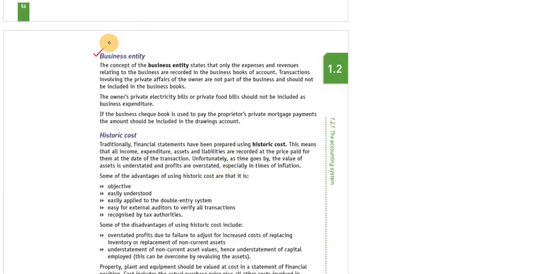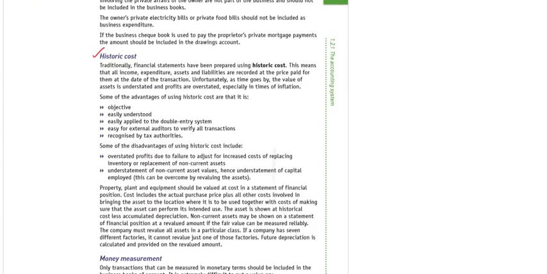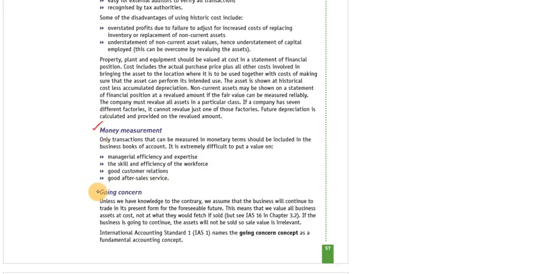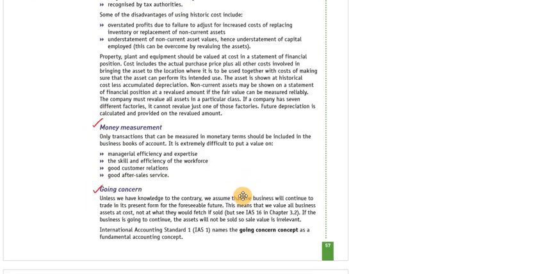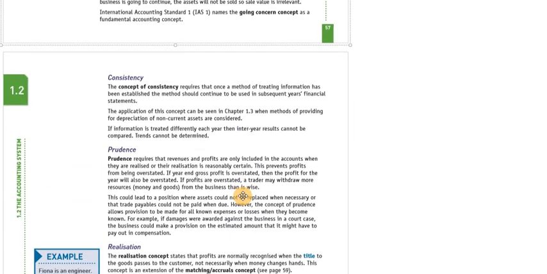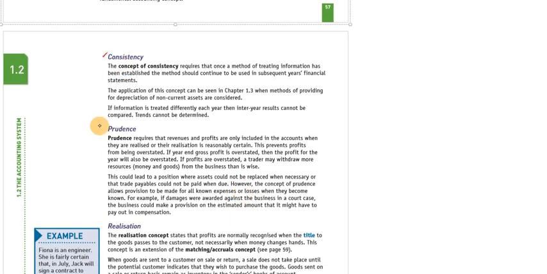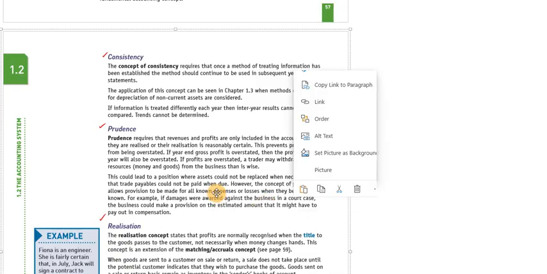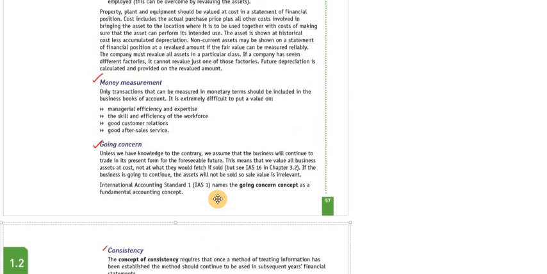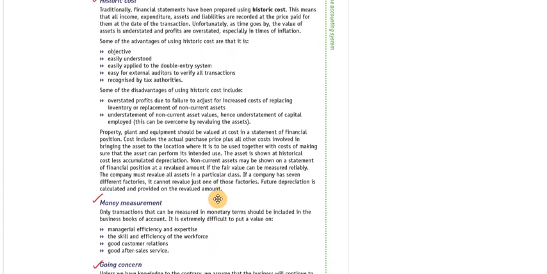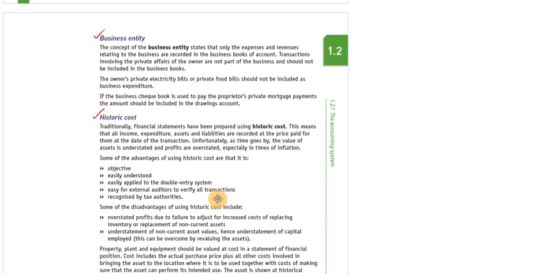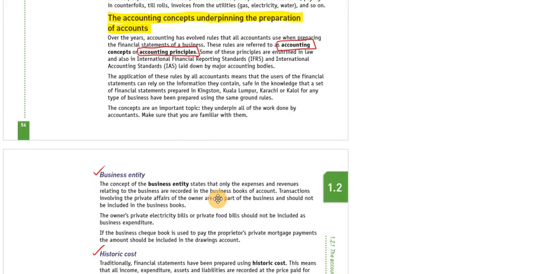Business entity, historic cost, money measurement, going concern, consistency, prudence, realization and duality. These are all called the accounting concepts and principles, which are normally used in accounting in a lot of areas. Any questions, students, at this point?